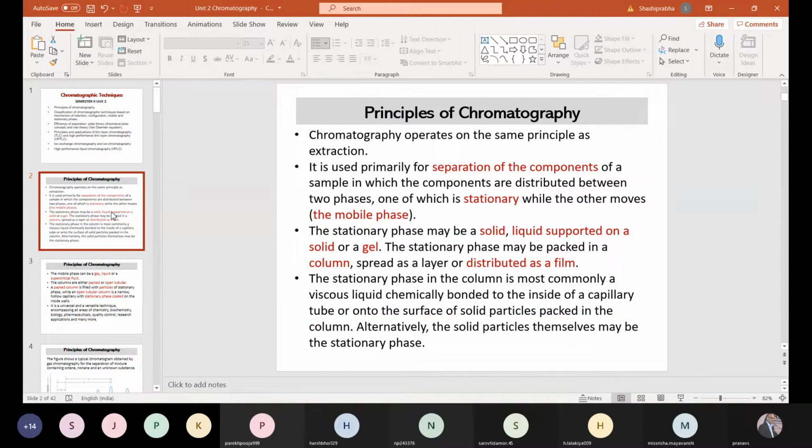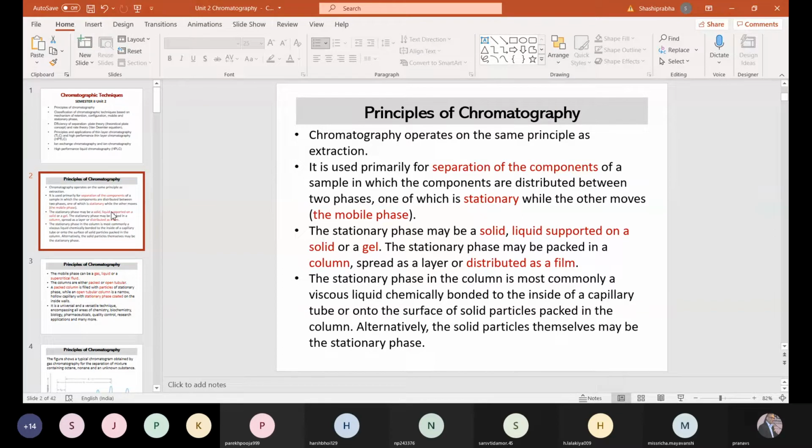It cannot be purely liquid. So if you want to still use liquid as a stationary phase, that liquid should be coated on a solid support. Or the third form of stationary phase is a gel, which is again a kind of a solid, but it has pores of definite size.